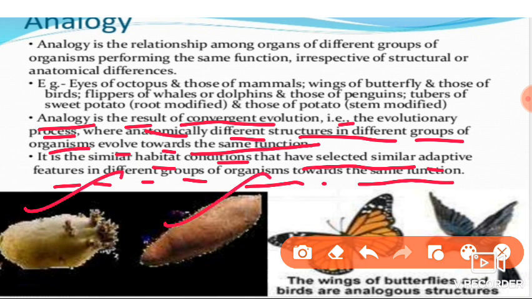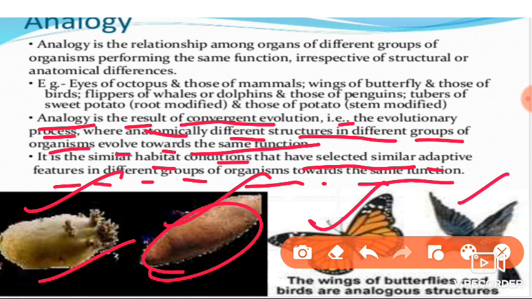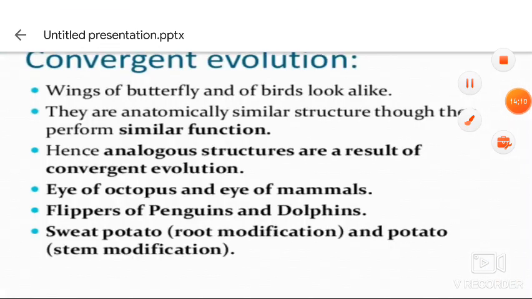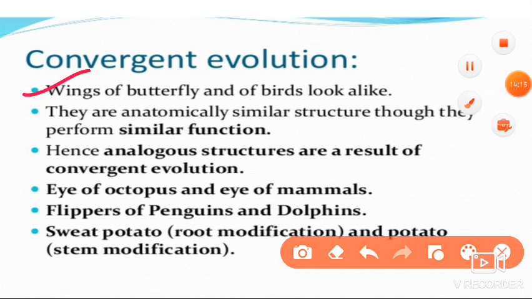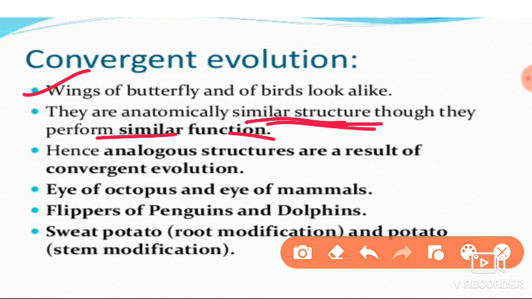And here they take the example of potatoes. This is a sweet potato, and this is a potato. Examples for analogous organs. And here, the wings of the butterfly and birds. These are examples for analogous organs or convergent evolution. And next, students, these are the convergent evolution points they have given here. Wings of the butterfly and the birds are structurally dissimilar, but the function is similar.